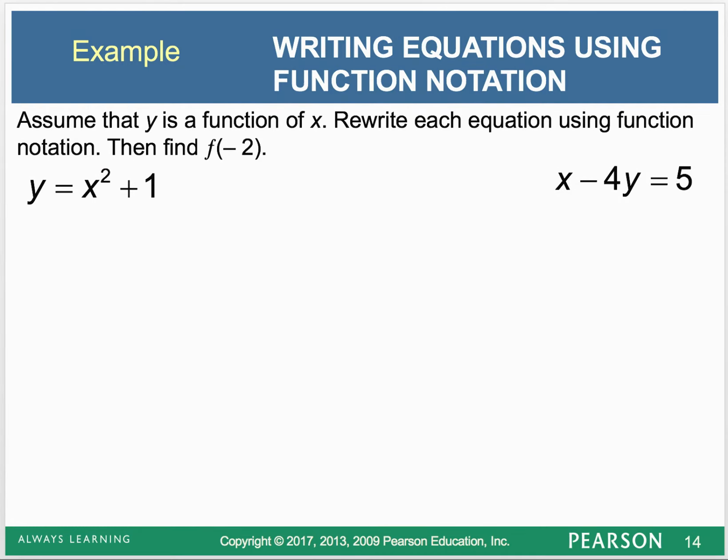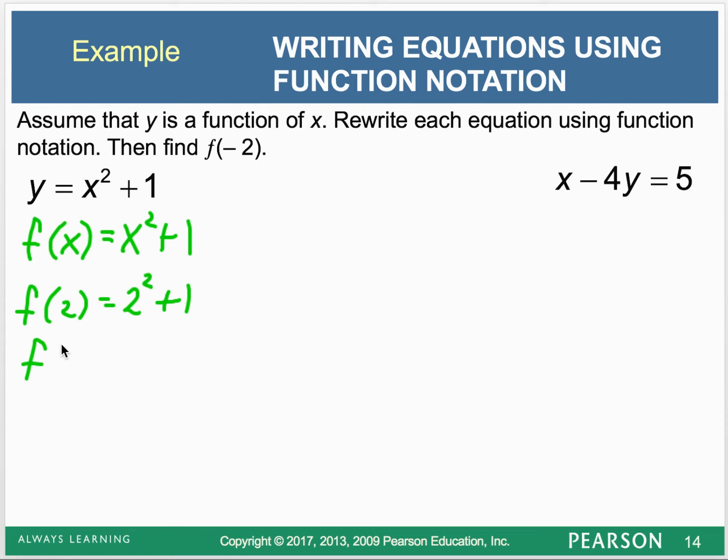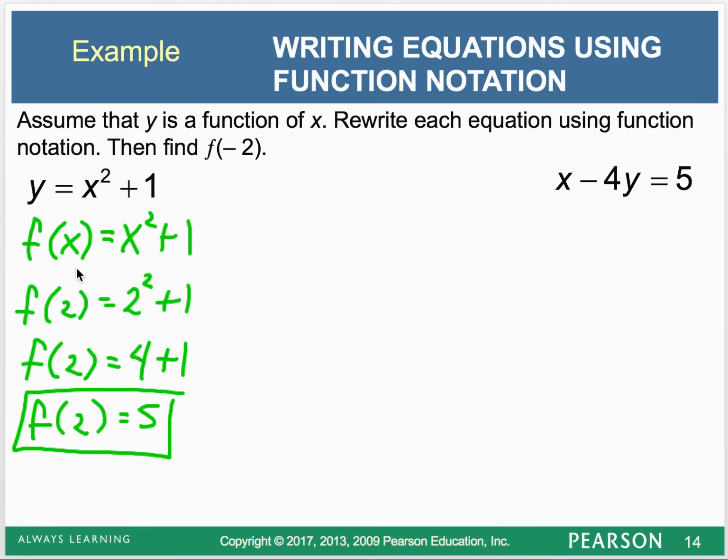Okay, writing equations using function notation. All right, like I said, once we figure out it's a function, I can just replace that y with f of x. So when I look at this, it's a function. I can just write it f of x equals x squared plus 1. Then find f of 2. Plug in 2 everywhere there's an x. So f of 2 equals 4 plus 1, or f of 2 equals 5. So there's f of 2, and there's function notation.